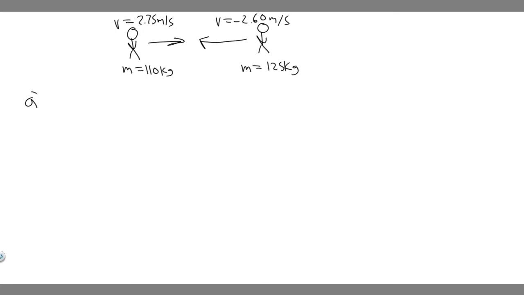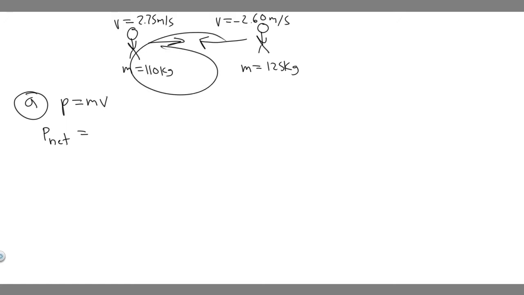So A is going to be the magnitude and direction of the net momentum of these two athletes. So the net momentum, keep in mind what momentum is. It's mv. So P, which is momentum, equals mass times velocity. And so we're trying to find the net, which is just going to be their momentums added up. So we just want to add both their momentums. So let's go ahead and do that.